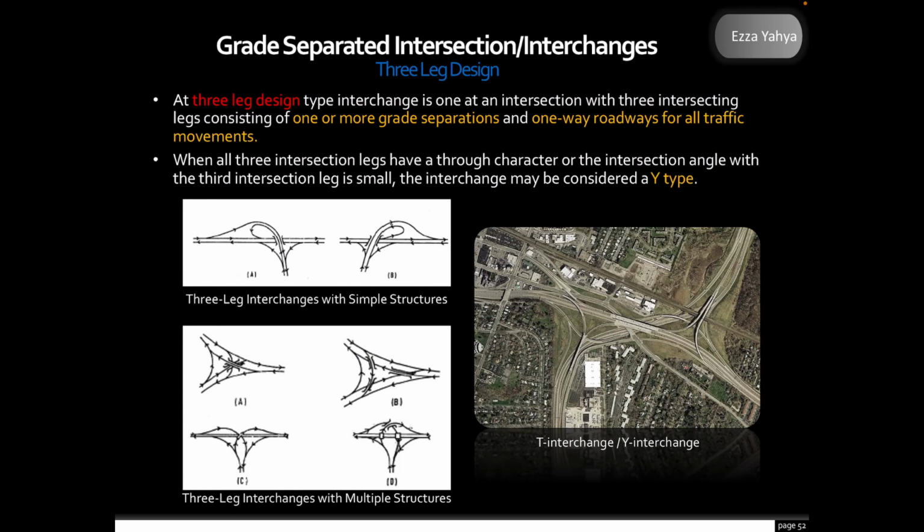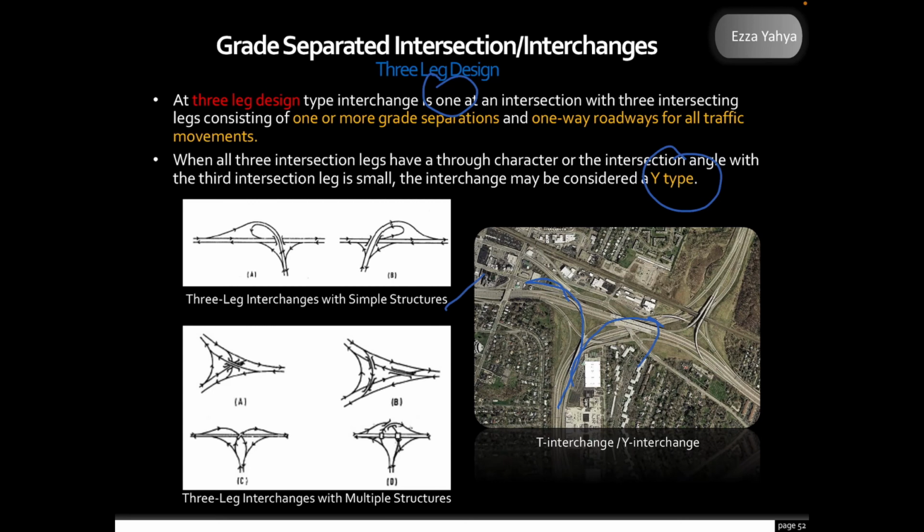And then we go through the grade separated intersection, which we call an interchange, for the three-leg design. A three-leg design type intersection is one with three intersection legs consisting of one or more grade separations and one-way roadways for all traffic movements. When all three intersection legs have a through characteristic or intersection angle, with the third intersection leg as a minor one, the intersection may be considered a Y type. So an example like here is a Y. It looks like the picture of a Y.